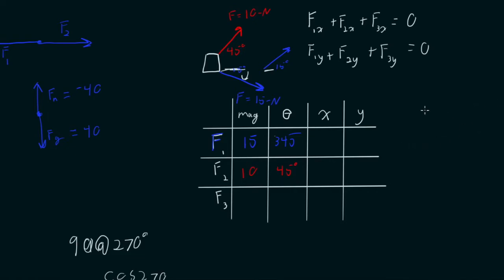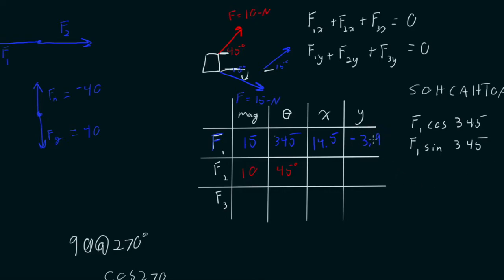And I'm going to do that using SOHCAHTOA. And so to find my x for F1, I'm going to take F1 times the cosine, because cosine is going to be the adjacent angle. So the cosine of 345. If I put that into my calculator, I get 14.5 in x, and now I can take F1 times the sine of 345. And that should give me my y. And just like we established, that gives me negative 3.9. That is a negative. That's what we expected.